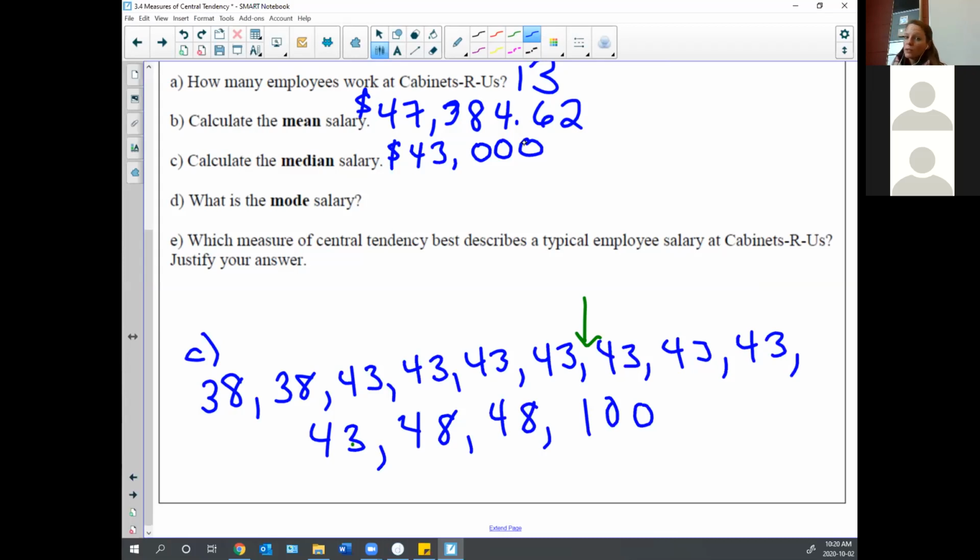What is the mode? What number shows up the most? 43. Yes, very good. Okay, so the next question down here, we're going to analyze this data.